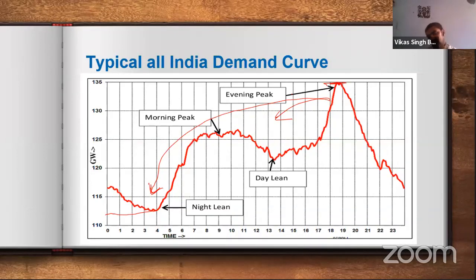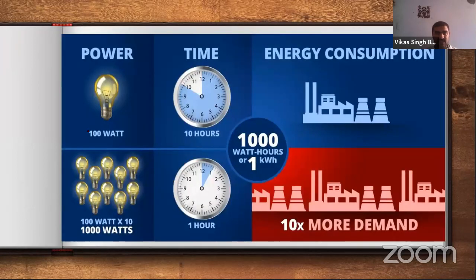There are different methodologies. Consider one example: there is one bulb of 100 watt, and this 100-watt bulb runs for 10 hours. Then the total power consumption will be 1 unit, or 1 kilowatt hour. Again, consider 100-watt bulbs, and the number of bulbs is 10. So again, this power will be 1000 watt, and if these 10 bulbs run for 1 hour, then the power consumption will be 1 kilowatt hour.